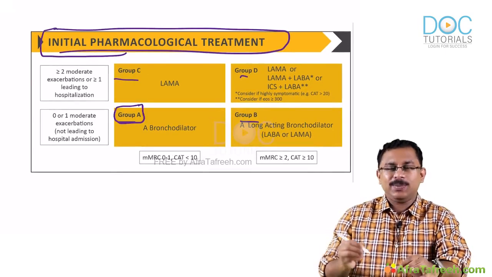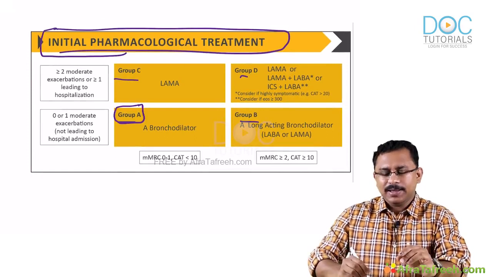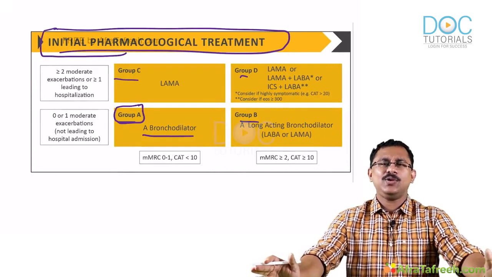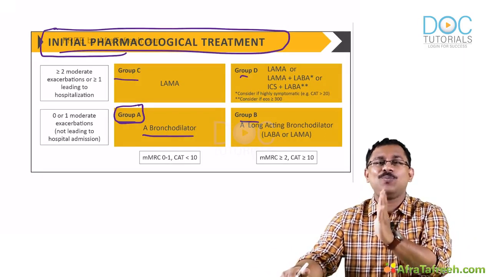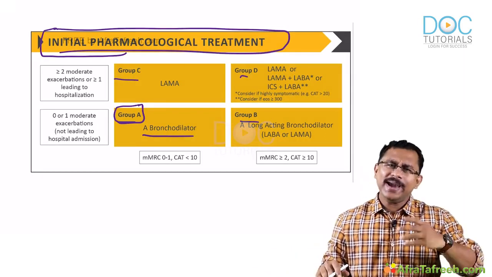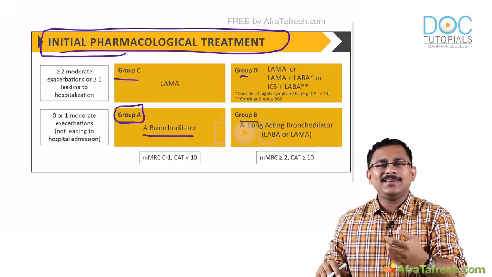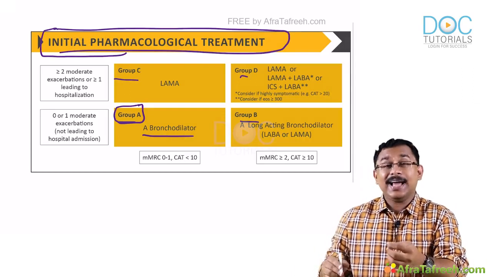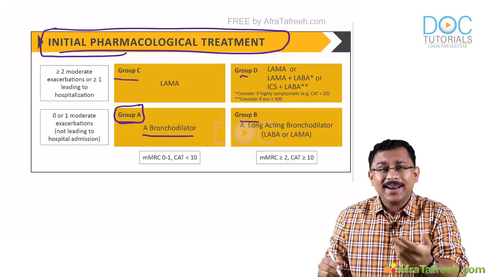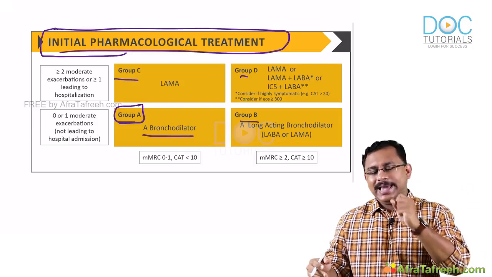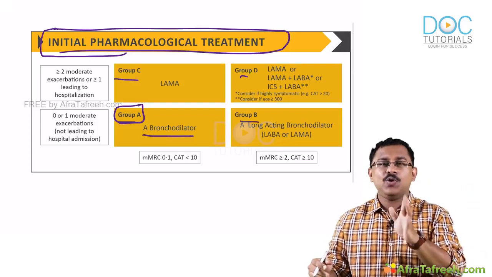Group A management is simple. Any bronchodilator. Any bronchodilator you like, you can give in group A. It can be, say, a long-acting beta agonist. It can be a long-acting muscarinic antagonist. It can be a short-acting beta agonist. Any bronchodilator you give in group A.